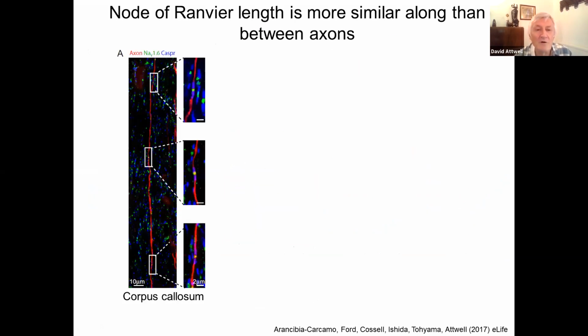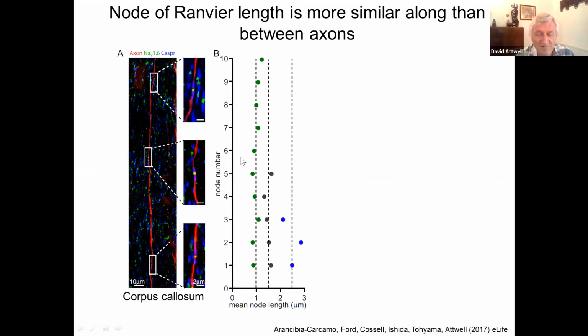Now, what if we look along a single axon? Here's one axon which we fill with a dye, this is in the corpus callosum, and we can then focus in and look at individual nodes of Ranvier in that axon. And when we do that, we make a remarkable finding, which is along one axon, the node lengths are much more similar than they are between axons. So this is a roughly 1 micron node length axon. This is a roughly 1.5 micron node length axon. And this is a 2.5 micron node length axon.